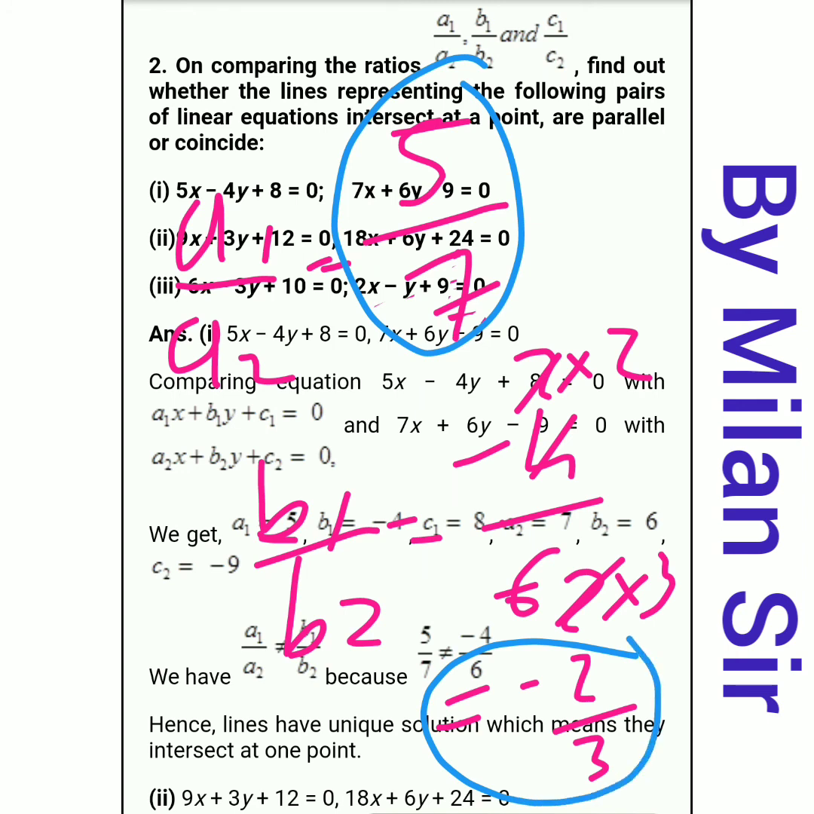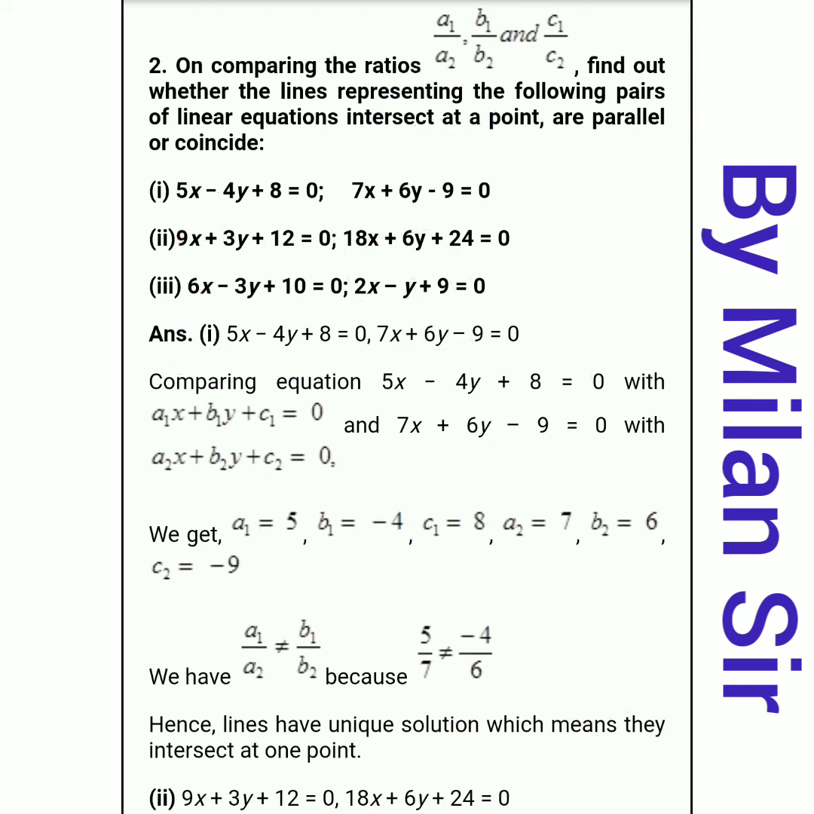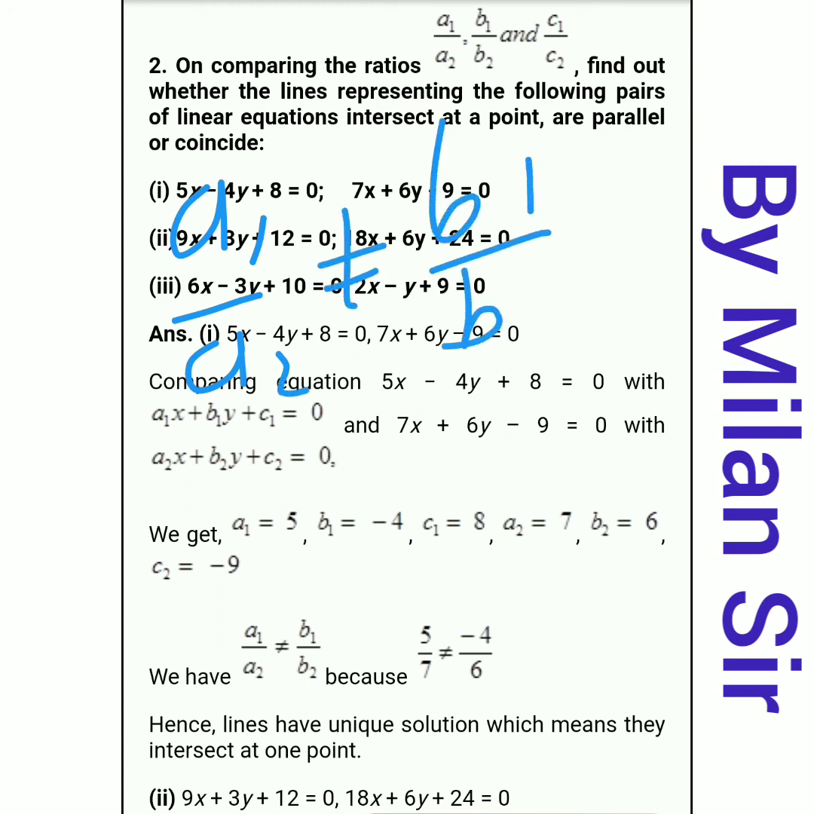So from this we can say that A1 upon A2 is not equal to B1 upon B2. So the two lines intersect at a point. This is the condition for intersecting lines. So here the lines have a unique solution, which means they intersect at one point. That is already written here.